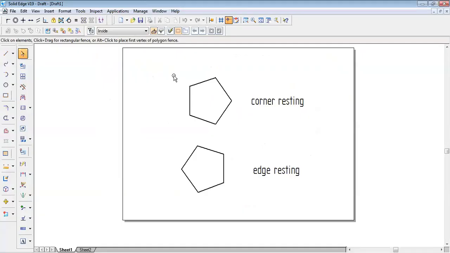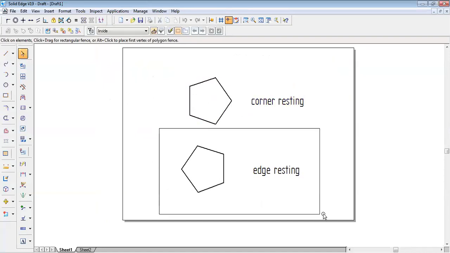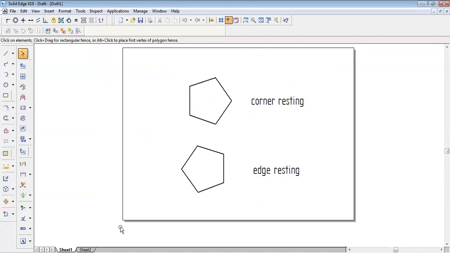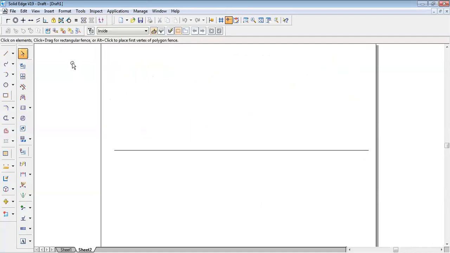If I place the pentagon with the initial position like this, where a corner comes on the right side, that's a corner resting. If an edge comes on the right side, that's an edge resting. Whatever you do on planes is the opposite of this: if it is planes it's an edge resting, but in the case of solids it's a corner resting. So if the initial position is drawn like this, it's a corner resting problem, and if it is like this, it's an edge resting problem. Okay, let's start the problem.